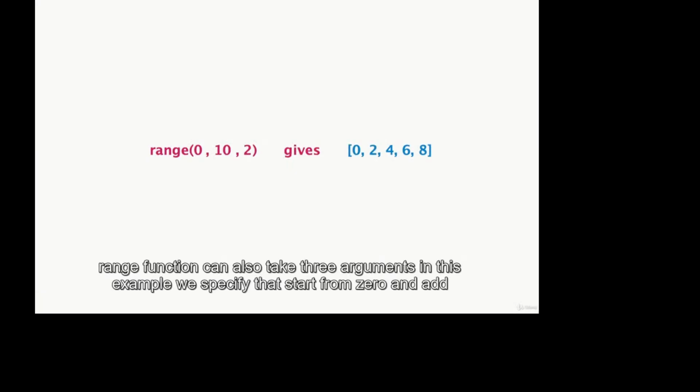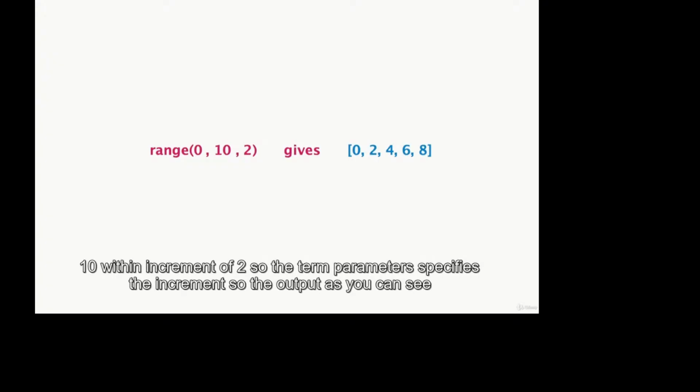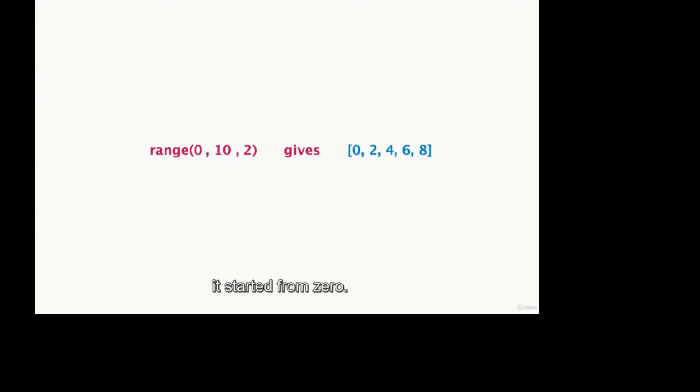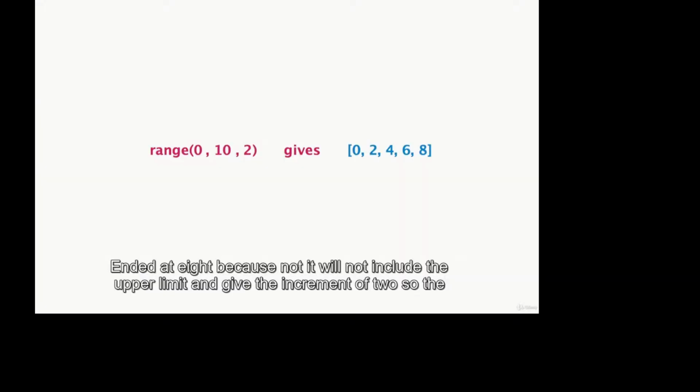Range function can also take 3 arguments. In this example, we specify that we start from 0, end at 10 with an increment of 2. So the third parameter specifies the increment. The output, as you can see, started from 0, ended at 8 because it will not include the upper limit, and gave the increment of 2.